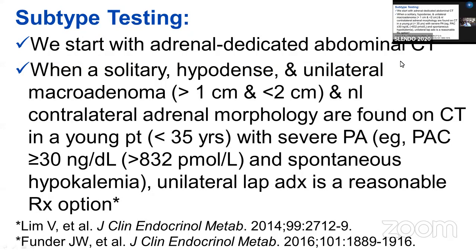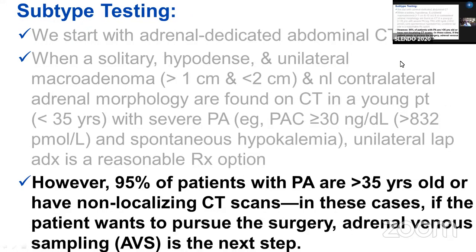And if the contralateral adrenal is absolutely normal, and if the patient is young, less than age 35, the development of adrenal nodules in the population is related to age. So the chance of finding a non-functional nodule in someone less than 35 is rare. And if the patient has rip-roaring PA, a plasma aldo over 30, spontaneous hypokalemia, in that unique setting, it's okay to go straight to adrenalectomy. However, at least 95% of people with PA are older than 35, or their CT is non-localizing. In those cases, if the patient wants to pursue surgery, we need to do adrenal vein sampling.